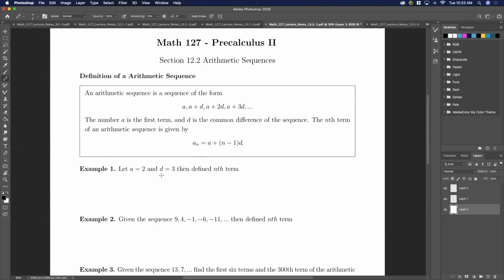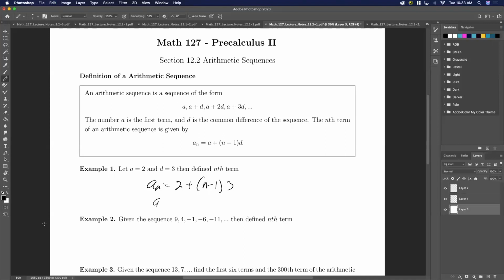Okay, and so here, we're just going to mess with it in different ways to get used to it. If I have a is 2 and d is 3, find the nth term. So the nth term is just 2, we just use the formula, plus (n minus 1) times 3. So if we know the common difference and the first term, we can write out any term in the sequence.